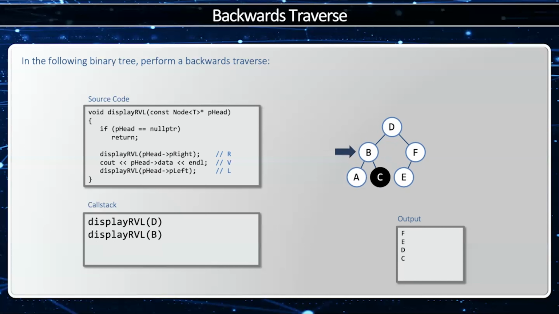Now B has already finished its right child, so I'll visit myself, and then I go left, which will go to A. Now A will try to go right. There's nothing there. I'll visit myself, and then I'll try to go left. There's nothing there. So A is finished. We go back to B. Now B's left and right are finished. So we'll go back to D, and then D is finished as well.